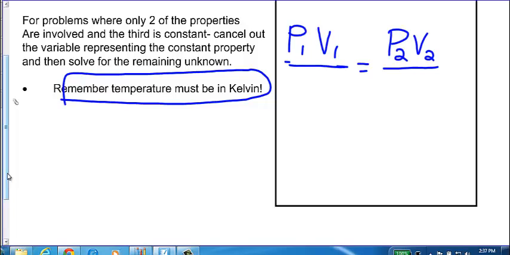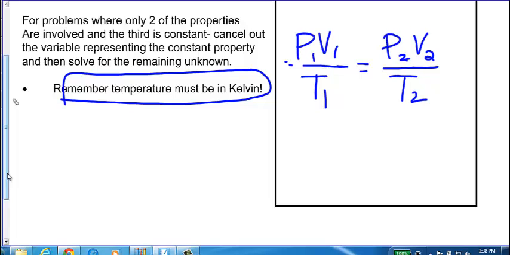If they tell you pressure's constant, then you just remove pressure from the equation, and now you've got Charles' law. V1 over T1 equals V2 over T2. And finally, if they tell you volume's constant, then you remove volume from the equation, and now you have Gay-Lussac's law, right? You have his law with P1 over T1 equals P2 over T2.